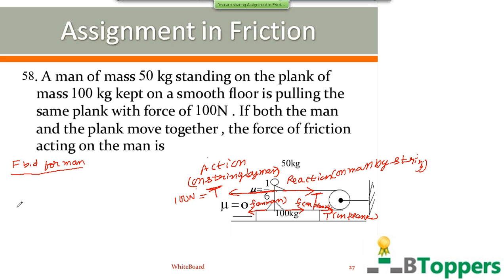So in the free body diagram for the man, you must show the forces acting on the man. In the free body diagram for the plank, you must show the forces acting on the plank. FBD is a short form for free body diagram. So the tension force exerted on the man by the string should be shown in the free body diagram for the man. The reaction force on the string by the man should not be indicated in the free body diagram for the man.